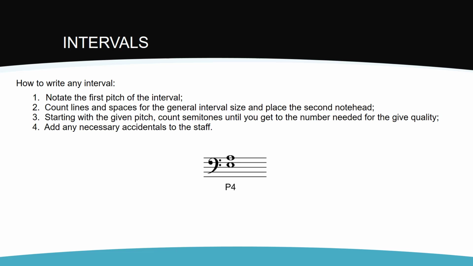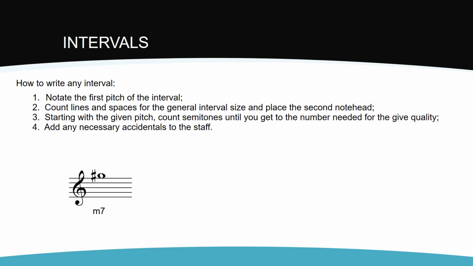We can write intervals both above or below a given pitch. Let's write a minor seventh below the pitch G sharp. Step 1. Notate the pitch G sharp. Step 2. Counting G sharp as 1, count the lines and spaces from G sharp until we get to the general interval size of a seventh.